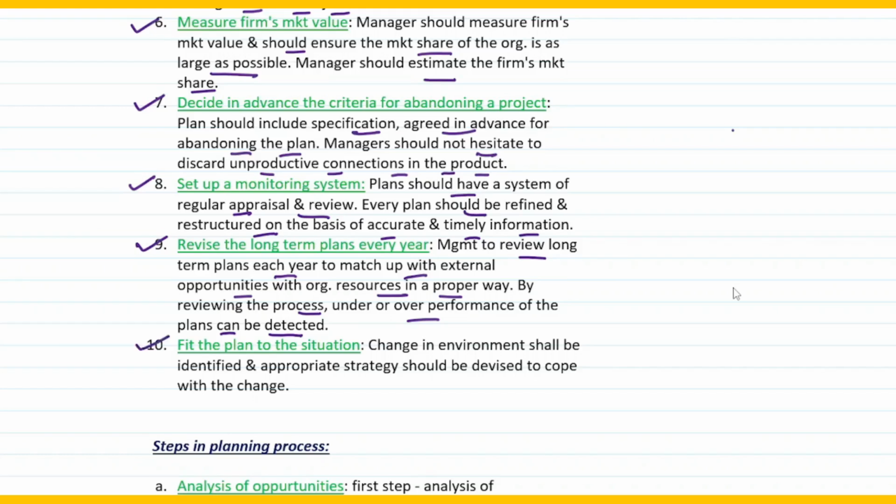Now fit the plan to the situation. So you should fit the plan as per the situation only. Should not be something in excess, not something which is less. Change in environment shall be identified and appropriate strategy should be devised to cope with the change. So you should make the plans as per the changes in the environment or the situation.